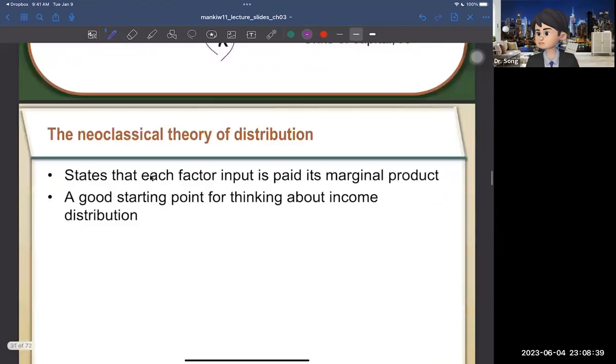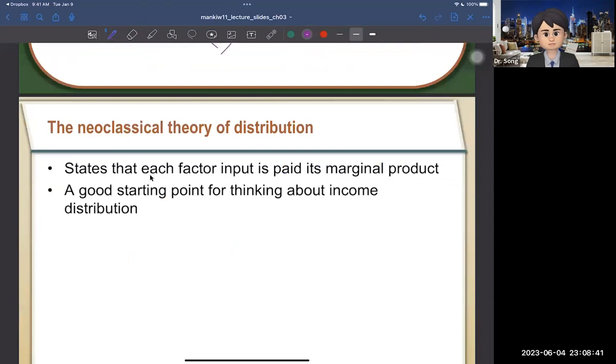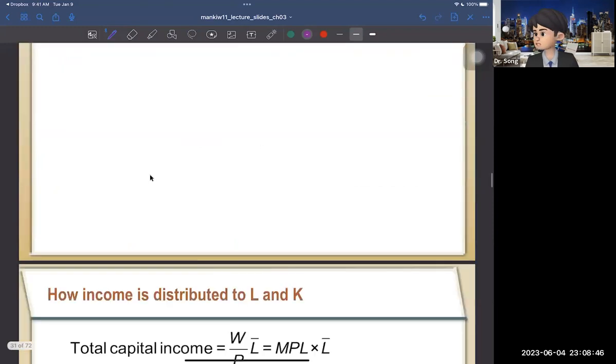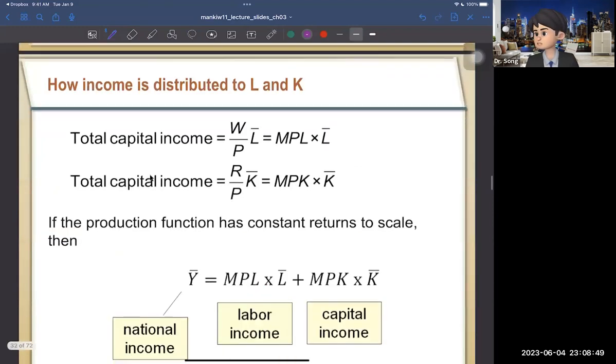All right, moving on. So then here we're going to talk about the distribution. How is income distributed to labor and capital? Yeah, so there's a typo, sorry. So this is total labor income. So the total labor income is the real wage times the number of workers that you have in this economy. And then total capital income is the rental rate times the amount of capital, right? That's the capital income.